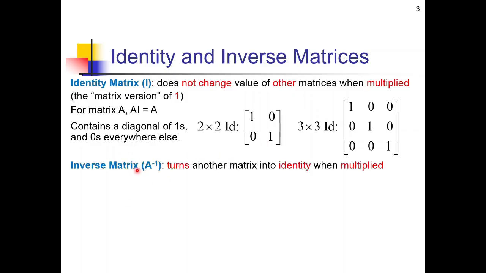So the inverse matrix, which we note with a little -1 next to the matrix name, turns another matrix into the identity when you multiply the original matrix by this inverse matrix. So as an equation, we can say A inverse times A, and also A times A inverse. The direction actually doesn't matter.